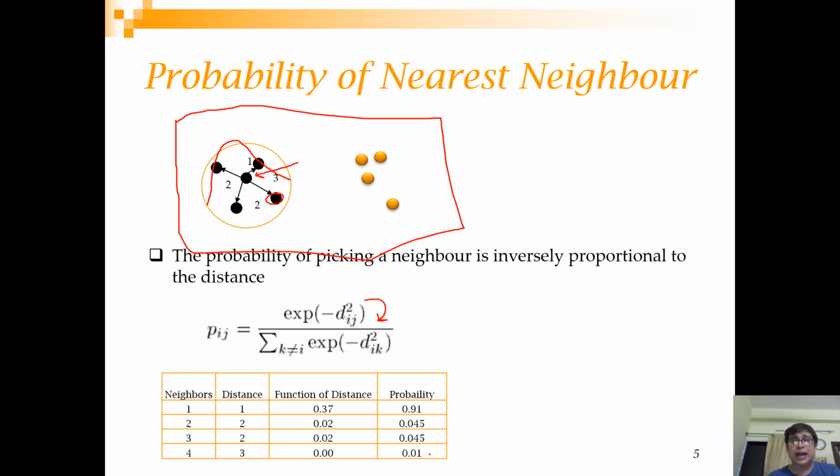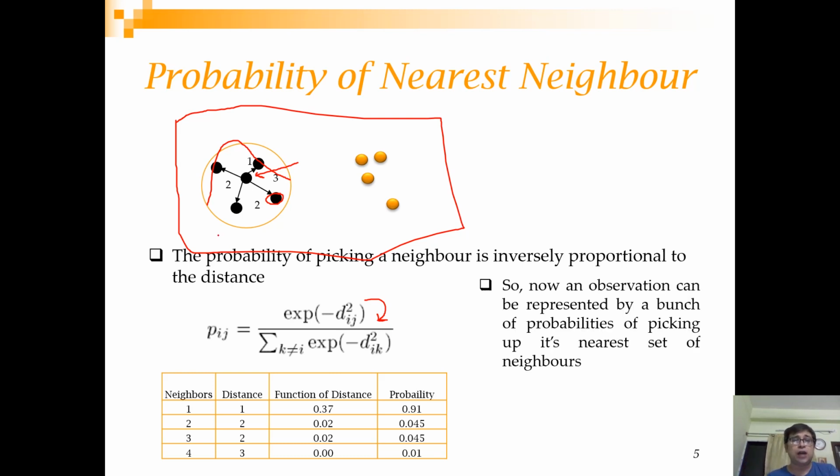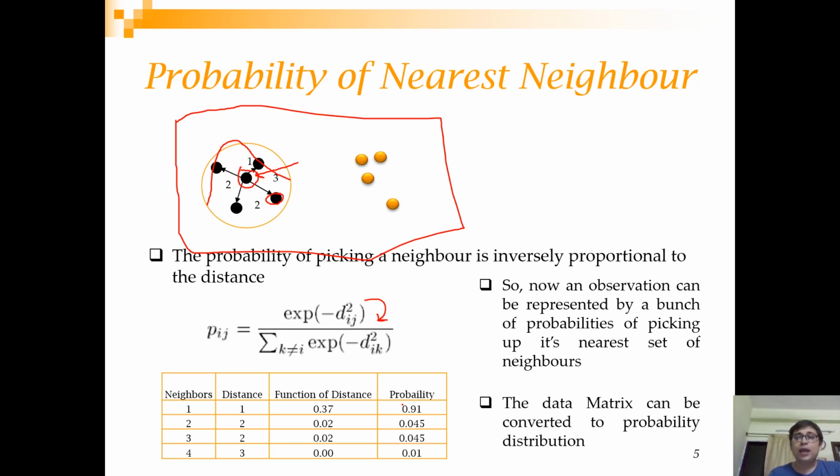So earlier, this was a vector in 100 dimensions. Now this can be thought of as a probability distribution. What does this probability distribution actually represent? It represents the probability of picking its neighbors given that this point has already been chosen. So, as I said, the data matrix can be converted to a probability distribution.